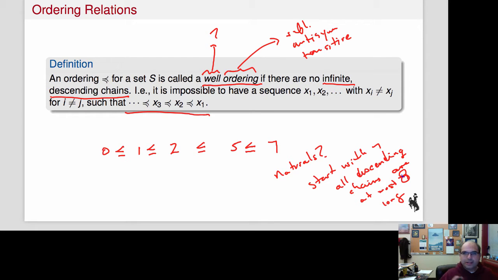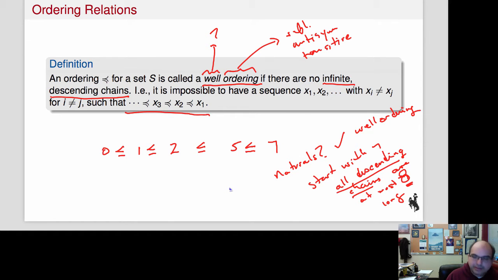That's an important concept. If all descending chains have at most some fixed length, then we say it's a well ordering. Here's the definition: there are no infinite descending chains. So for the naturals, we have a well ordering.